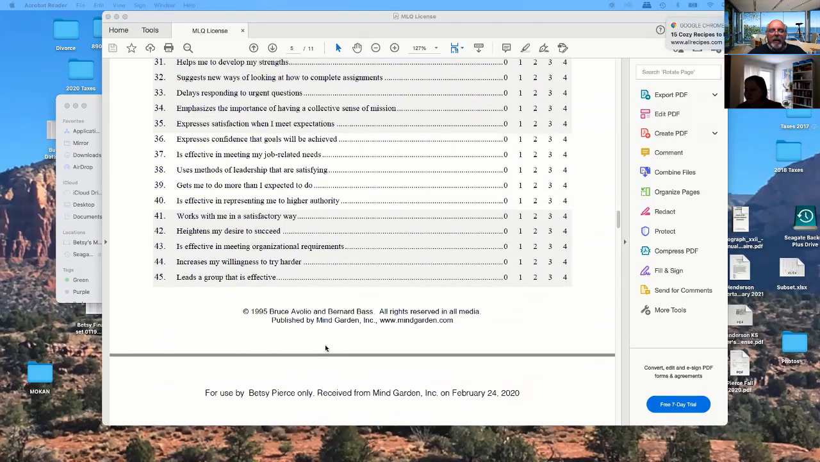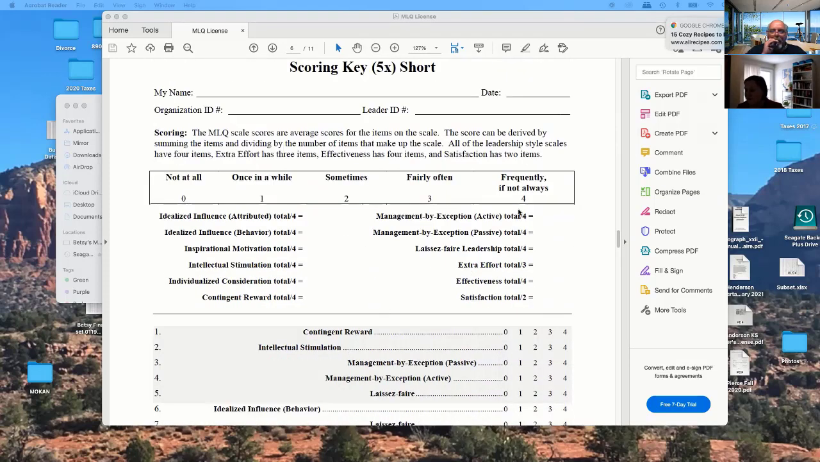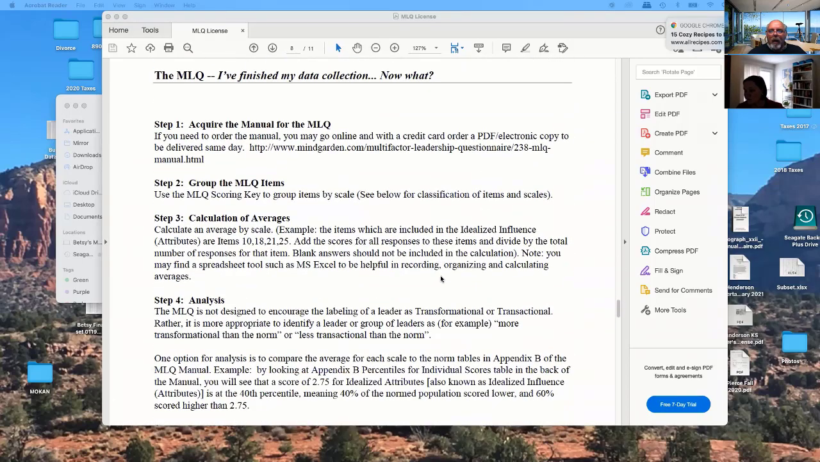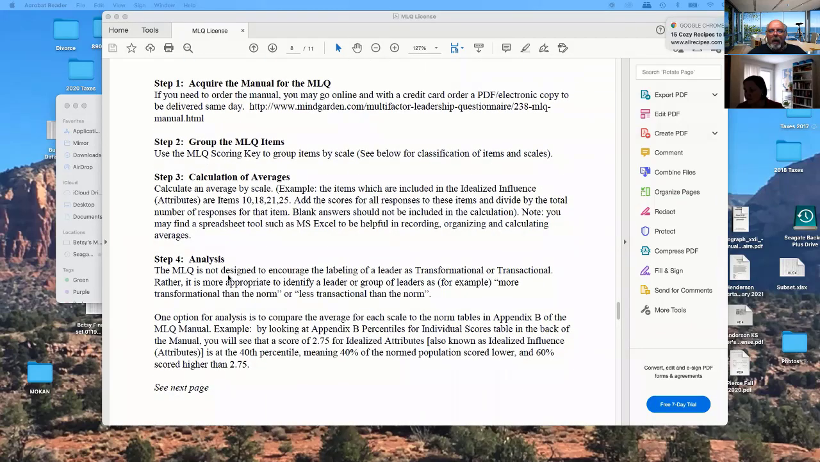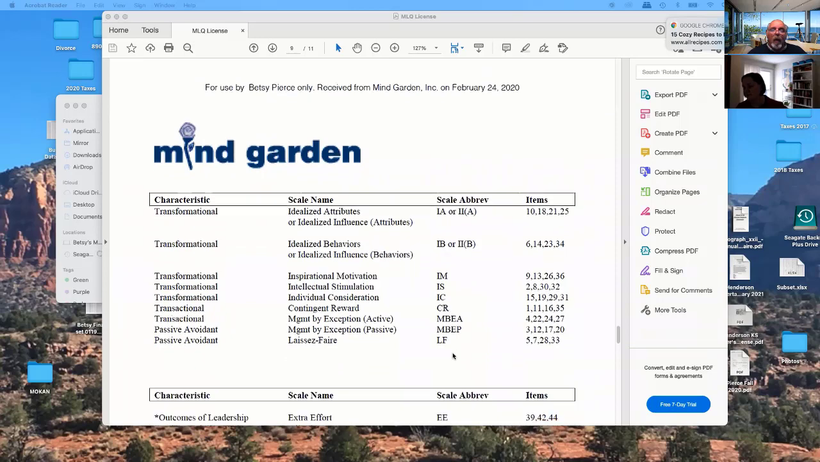All right, so scoring the MLQ. It's just average scores for the items. When you're doing them, it says you take the total and divide it by four for contingent reward, and management by exception, divide by four. So you calculate the average, and then it says it's not designed to encourage labeling of a leader as this or this. One analysis is to compare the average for each scale and the norm, which is what I used to make a determination.